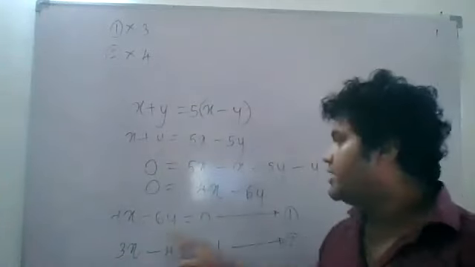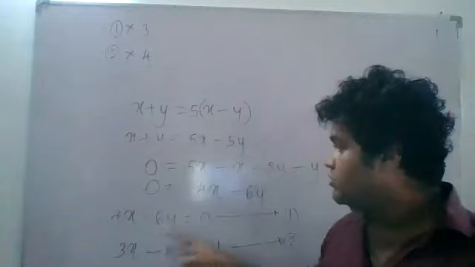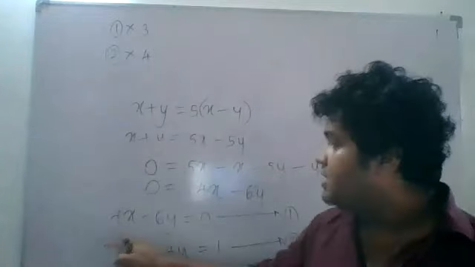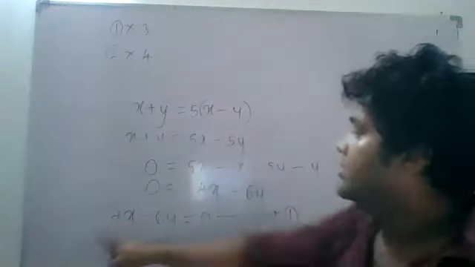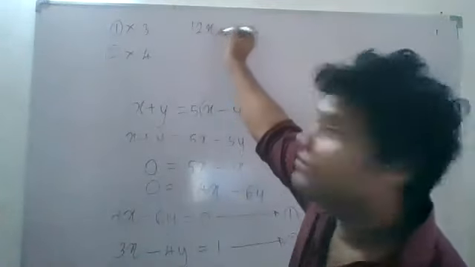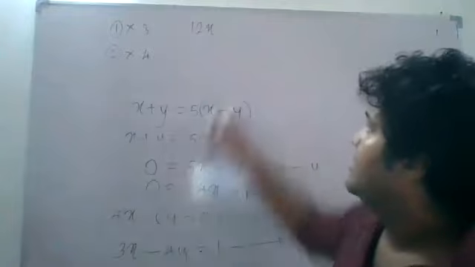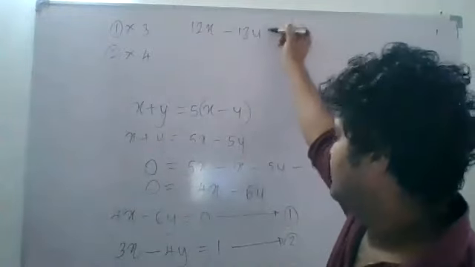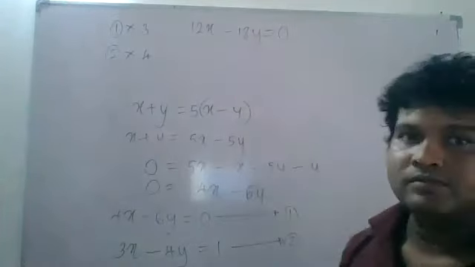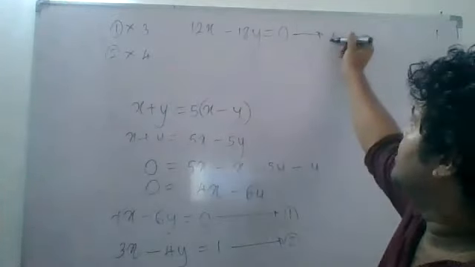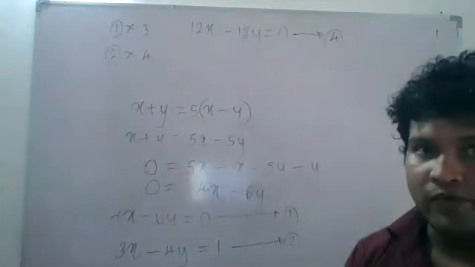Okay, equation 1 has 3 terms, 1, 2, 3. Now, all these 3 terms should be multiplied by 3. You know, 3 times 4, 12x. Right? 3 times 6, minus 18y. 3 times 0, 0. There's a new equation, called equation number 4.